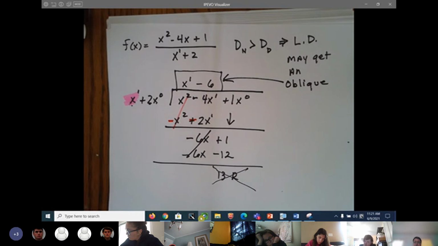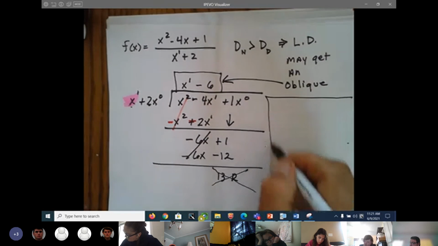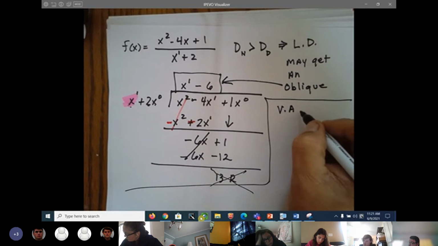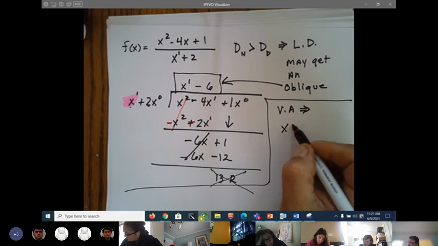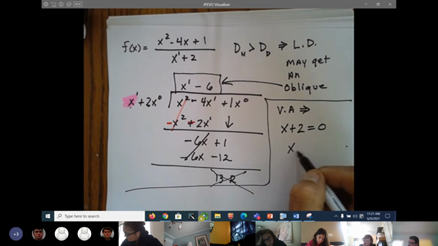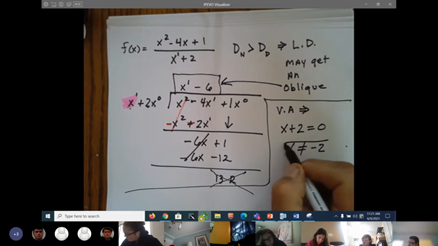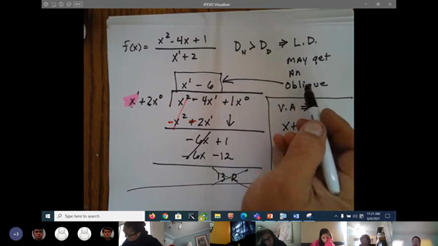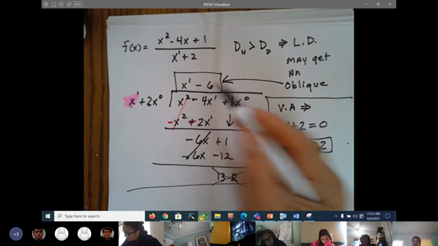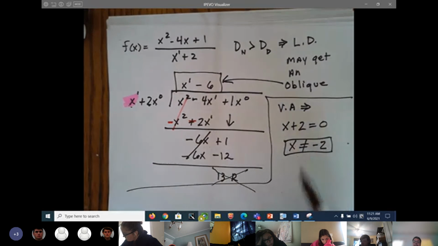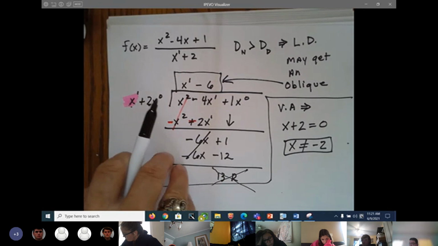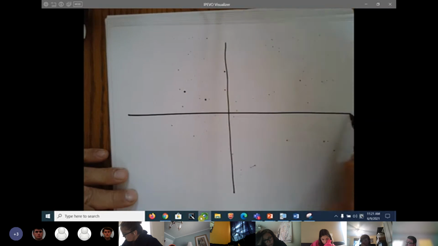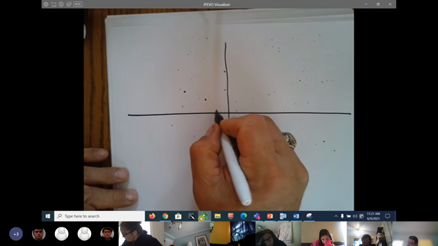All right, let's do our vertical asymptote. So that's going to be x plus 2 is equal to 0. X cannot equal negative 2. So we've got a vertical asymptote at negative 2, and we've got an oblique asymptote at y equals x minus 6. So let's draw the sketch. We've got a vertical asymptote at negative 2.